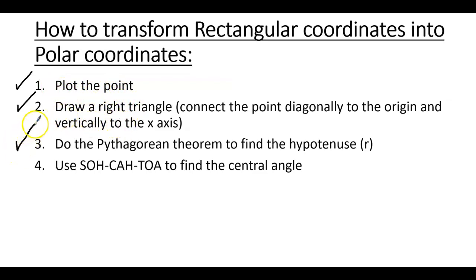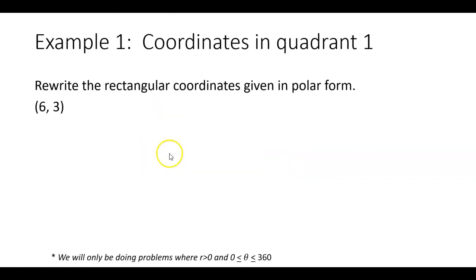From there, we're going to have to use the Pythagorean theorem to find a missing side, which in this case is going to be the hypotenuse, which I'll label as R. And then finally, we're going to use SOHCAHTOA to find the missing angle that we need. Because we need a length from the origin, which is the hypotenuse, and we need a missing angle, which is of course the angle for the polar coordinates. So, let's do an example and see how this works out.